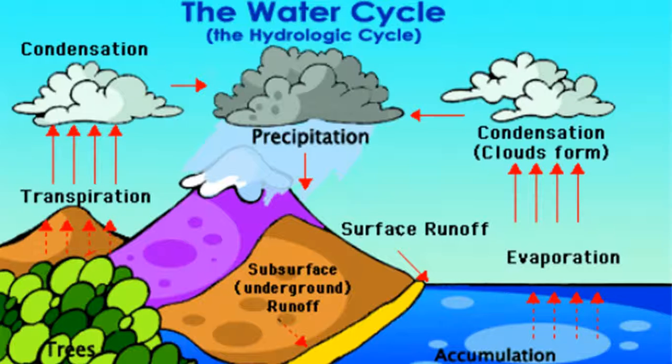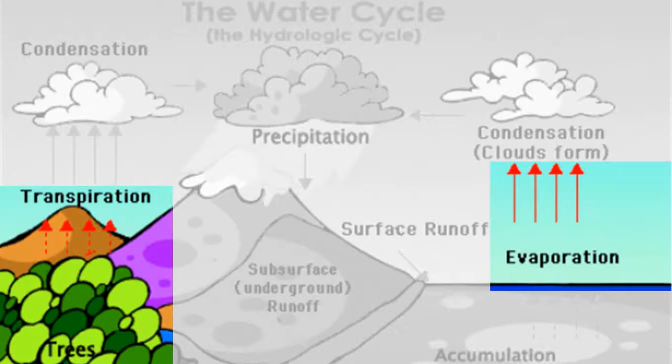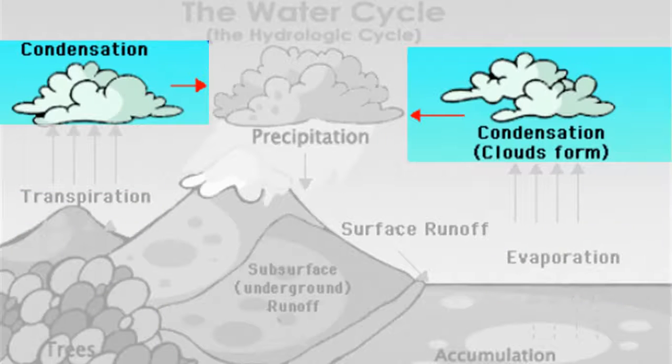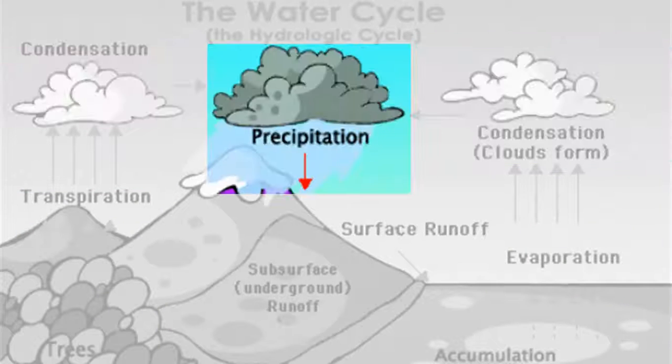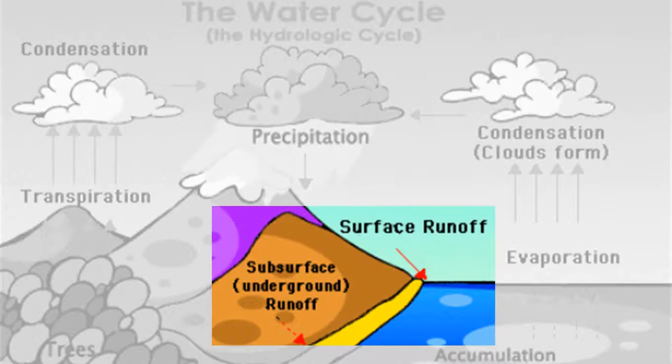Let's review the stages in the water cycle. First is evaporation or transpiration. Next is condensation. Last is precipitation. And before the cycle goes back to the first stage, the water that goes back to the oceans, rivers, and lakes is called surface runoff.